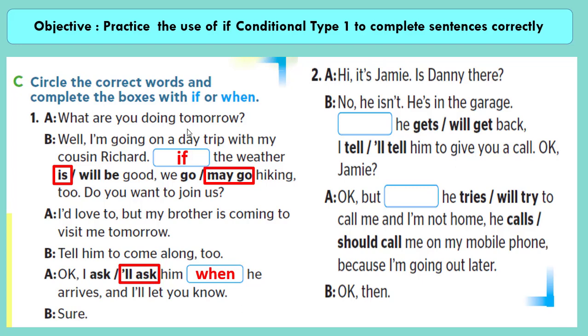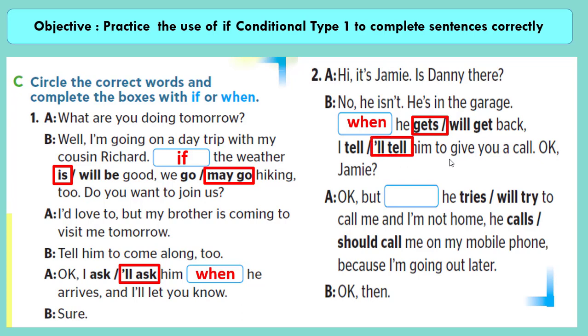Number 2. Hi, it's Jamie. Is Danny there? No, he isn't. He's in the garage. I will tell him to give you a call when he gets back. Here we are sure that he will come back, so we use when, and when is followed by present simple. So the answer is when he gets back, I will tell him to give you a call.